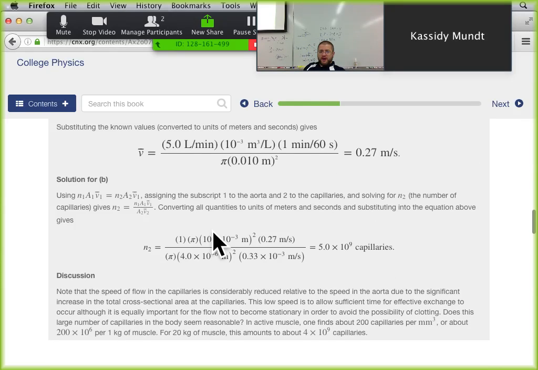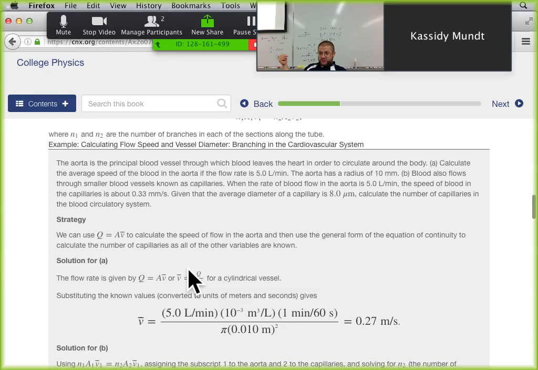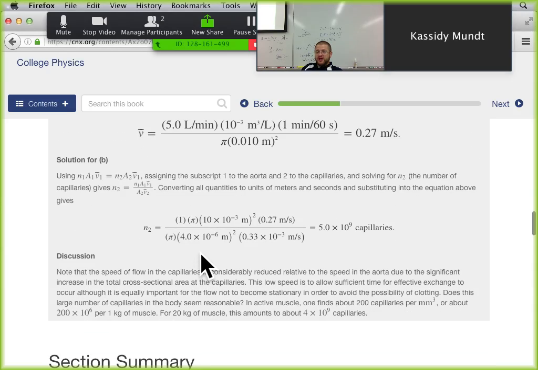And then for part B, they want us to calculate how many capillaries are in the body using those n's, right? We now have the speed in the aorta, the speed in the capillaries, the area of the aorta, the area of the capillaries, and we know the number for the aorta is just 1, but they want us to calculate the number for the capillaries, which is N2. We rearrange that equation, put in our areas, our speeds, and our N1 for the one aorta. We get 5 times 10 to the 9 capillaries, 5 billion capillaries. That's a lot.